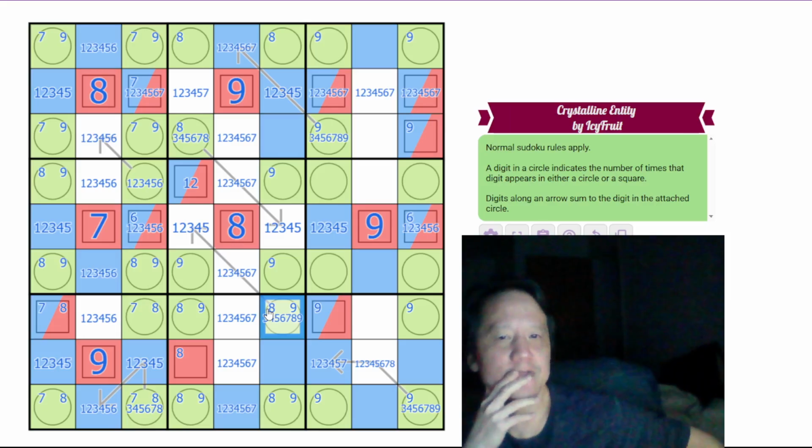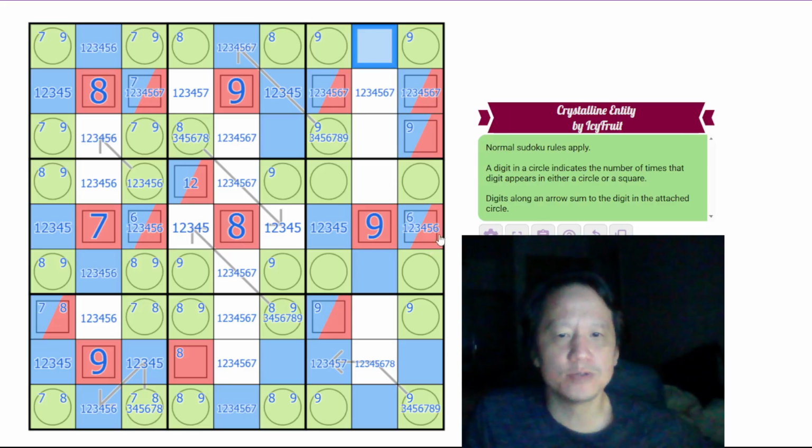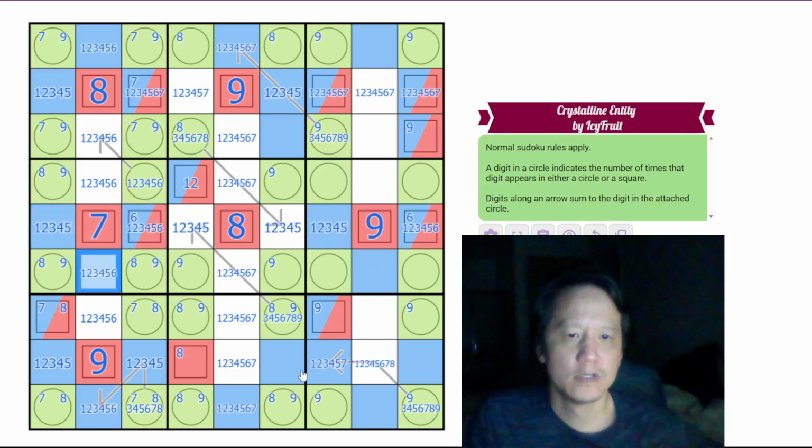That's not helpful. Oh, that's actually interesting. Say this is the blue digit. That means that blue digit cannot be here. It has to be one of these two. That means it can't be here. So the blue digit would have to be here. That would leave that as the blue digit.